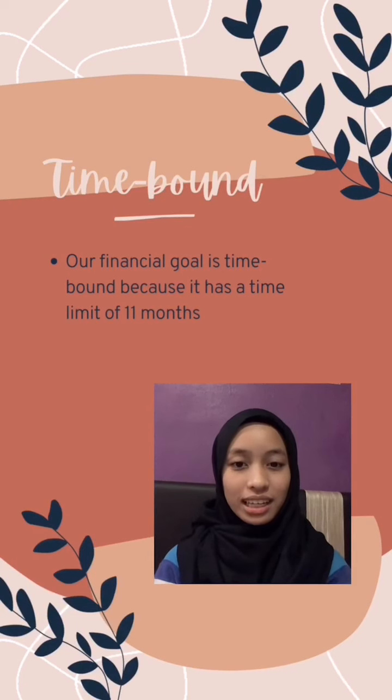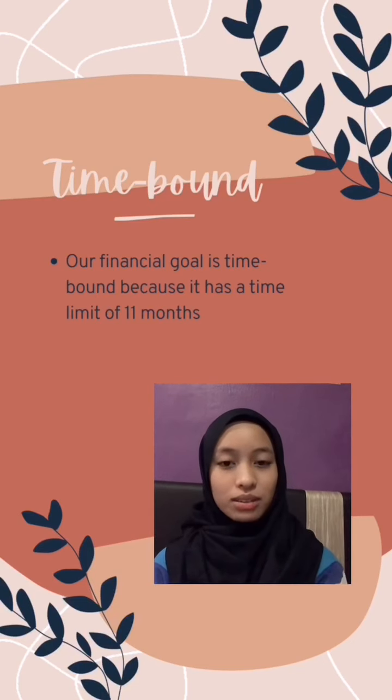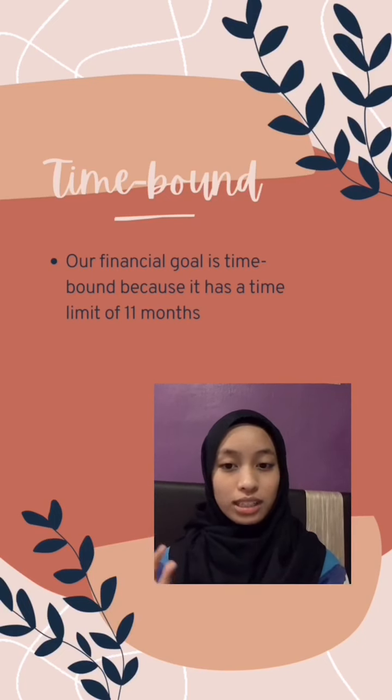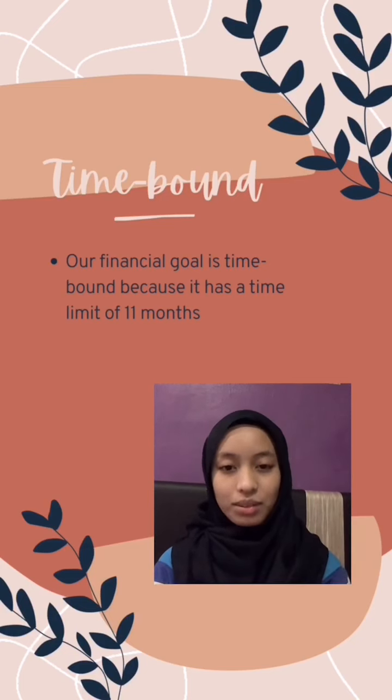The last one is T. T is time bound. Our financial goal is time bound because it has a limit. The limit that we use for our financial goal is 11 months. As we know, short-term financial goals are within a year. So we decided to save for 11 months.